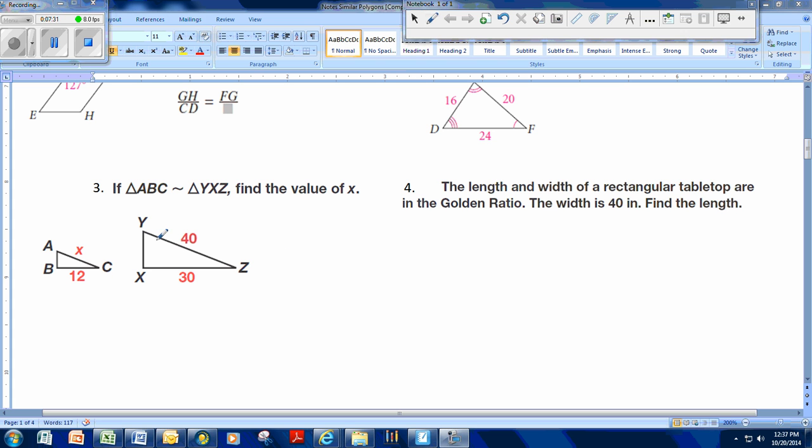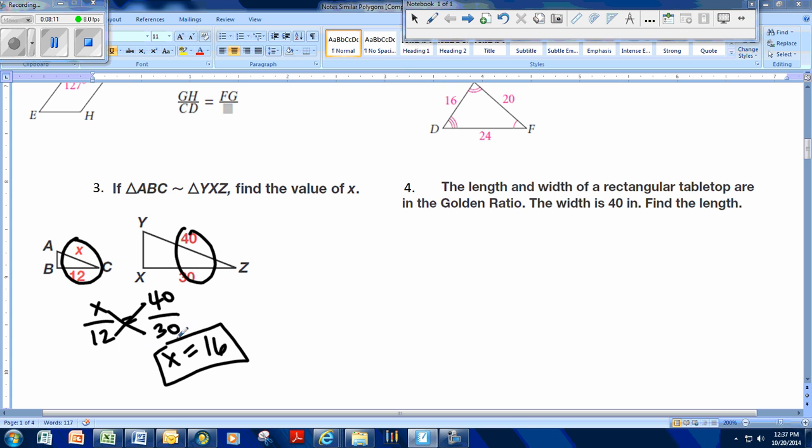Okay, our last two examples here deal with figuring out some missing lengths. In this case, triangle ABC is similar to triangle XYZ, and we're going to find the measure of AC, which is labeled with an X. Now, since the two triangles are similar, we know that their sides are proportional. Okay, so I'm going to set up a proportion. Now, from the smaller triangle, I have X and 12, and over here from the bigger triangle, we have 40 and 30. Okay, notice they match up. X matches up with 40, 12 matches up with 30. So all I'm going to do is simply cross multiply those, and if I do the calculations correct, X would be 16.